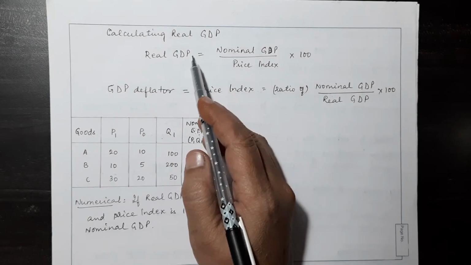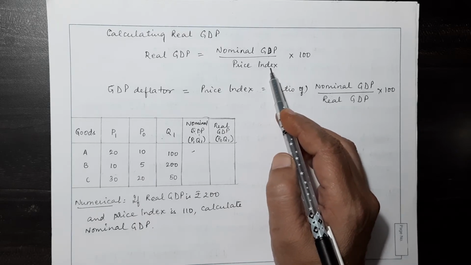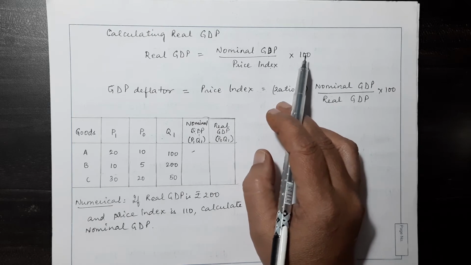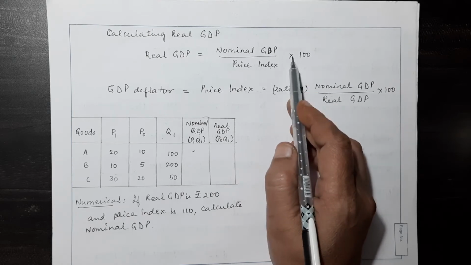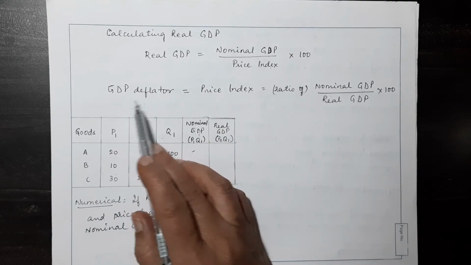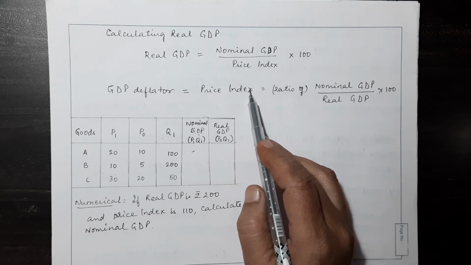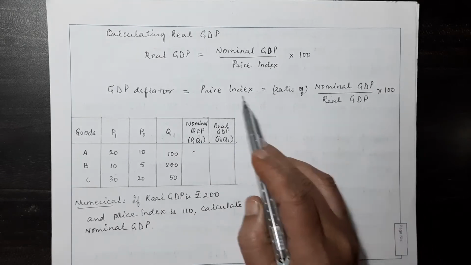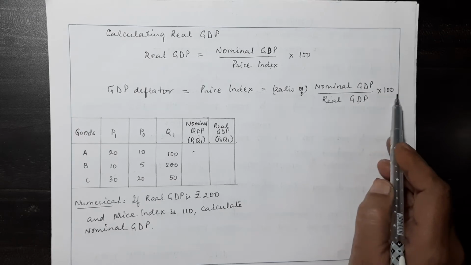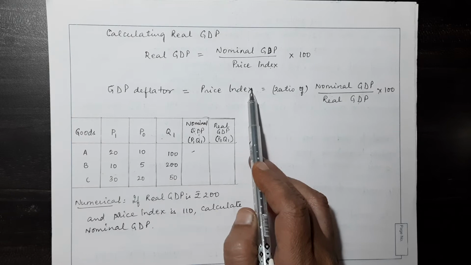Calculating real GDP is given by nominal GDP divided by the price index. Price index we learned, the consumer price index or the wholesale price index, as learned in our statistics in our class 11, into 100. Okay. This otherwise is called as a GDP deflator. The GDP deflator will be given by nominal GDP by real GDP into 100. Okay, this GDP deflator is nothing but the price index.